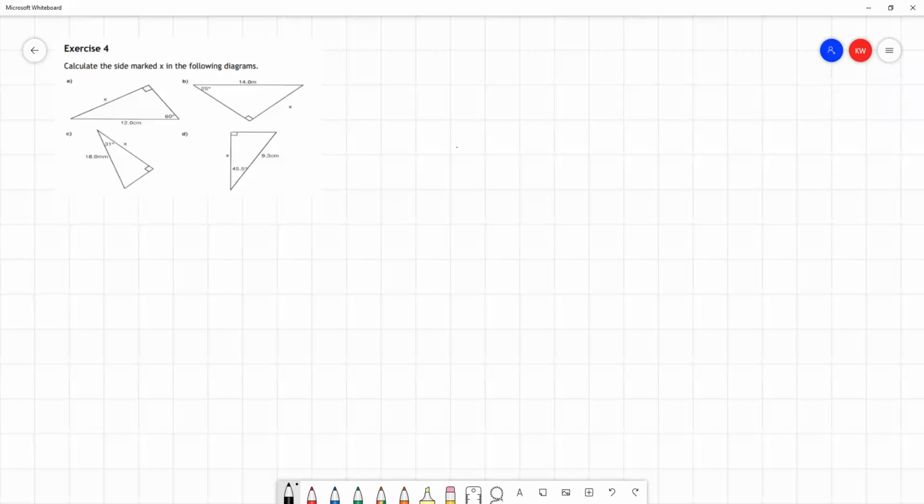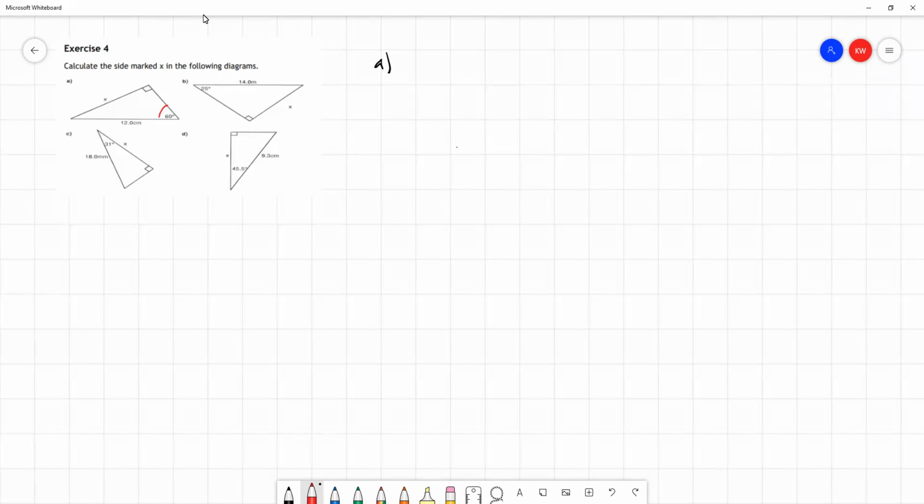In this video, I'm going to provide worked solutions to the first few tutorial problems from exercise 4. In question A, we're given a triangle with one angle indicated as being 60 degrees. One side we're given a length for, and one side is marked x, and it's the length of side x we're asked to find.